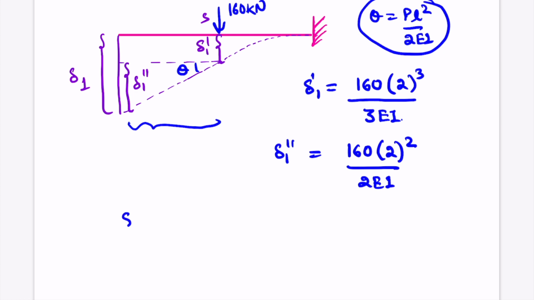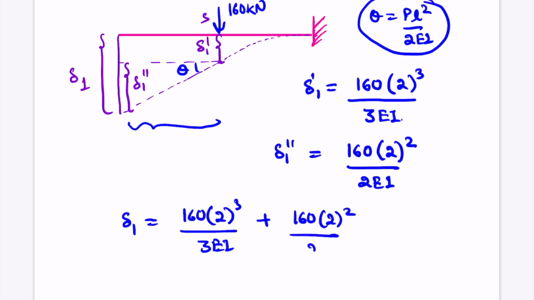Now let us find delta 1 finally here. So delta 1 will be delta 1 dash, which is 160 into 2 cube divided by 3 EI, plus 160 into 2 square divided by 2 EI multiplied by length, which is 2. So finally from here we get the value of delta 1 as 1066.67 divided by EI. So this is the value of delta 1 we got.